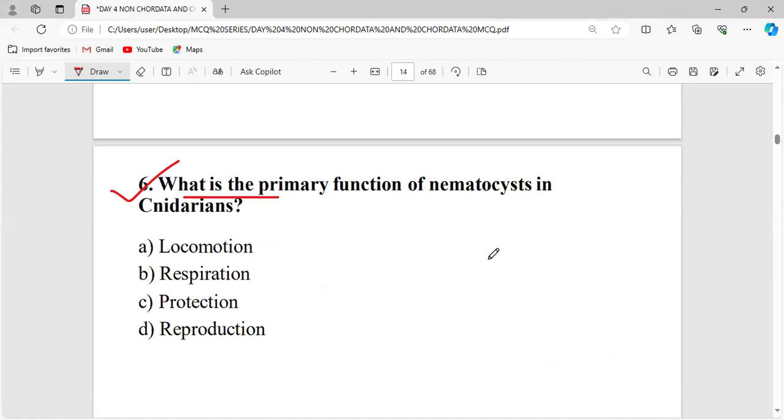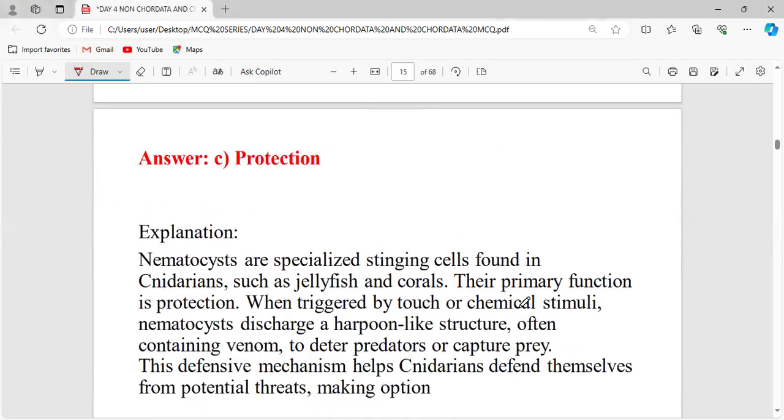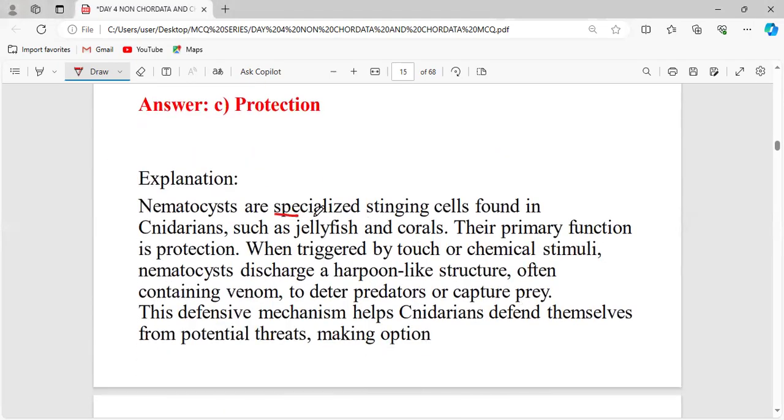Now, what is the primary function of nematocysts in cnidarians? This nematocyst is seen only in the phylum Coelenterata or Cnidaria. And it is involved in the function of locomotion, respiration, protection, or reproduction. Very good. It is mainly involved in the function of protection. We know that they are specialized stinging cells found in cnidarians, and jellyfish and corals are examples of cnidarians, and their primary function is protection.